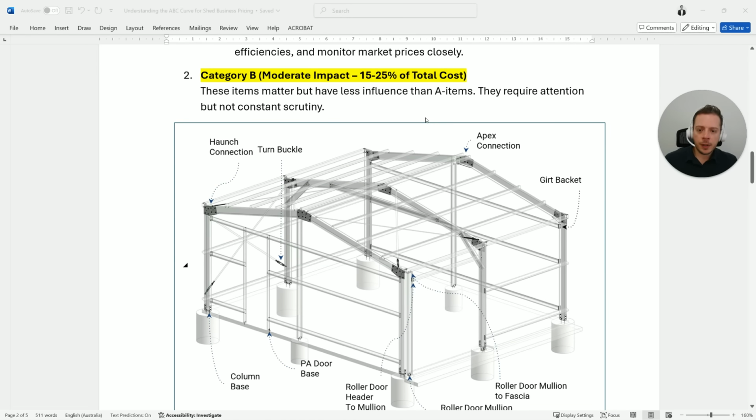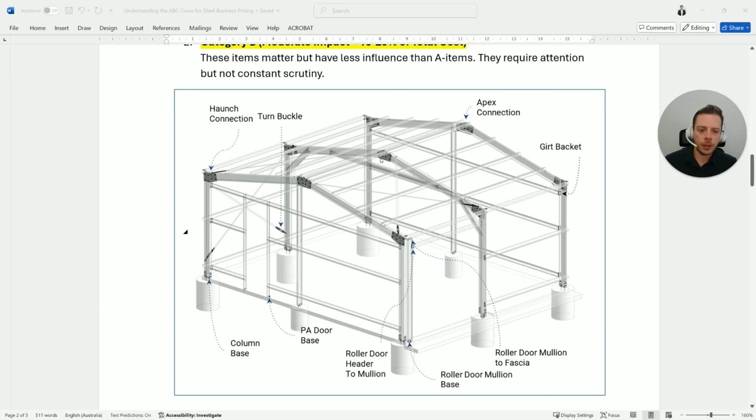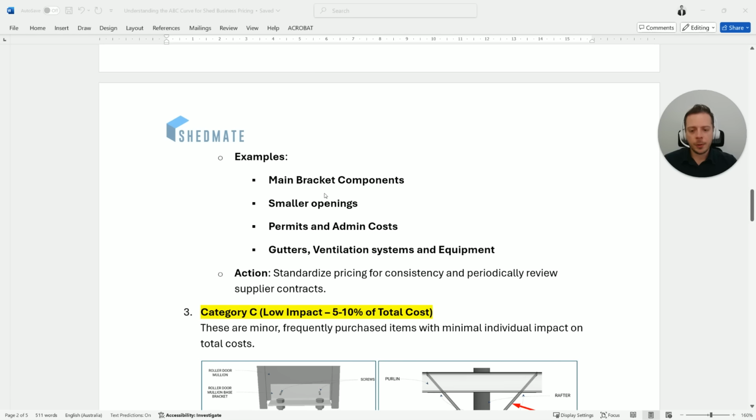Category B. So these are the items that have less influence than A items. So we're talking here about the major brackets, main bracket components. So we have here apex connections. We have the bigger ones. If you think about turnbuckles, PA base, PA door base plates, they actually go to the C generally. But we're talking about the small openings, personal access doors, permits and admin costs, gutters, ventilation systems, and general equipment. So this will generally be around B. And once again, this will vary from company to company depending on the project scope and the types of sheds you are actually doing in your business.